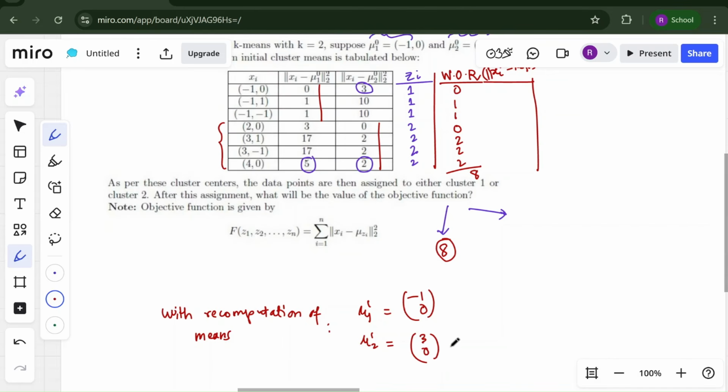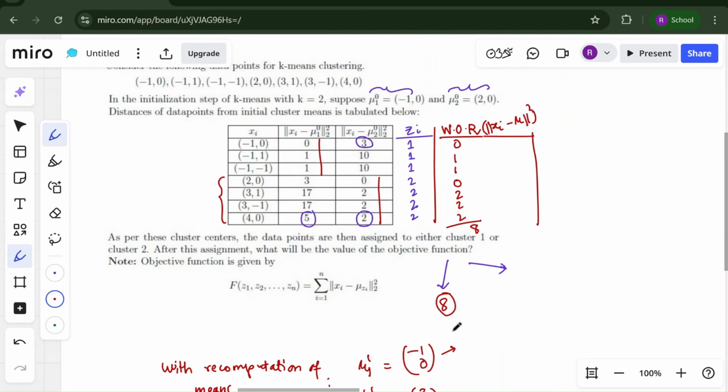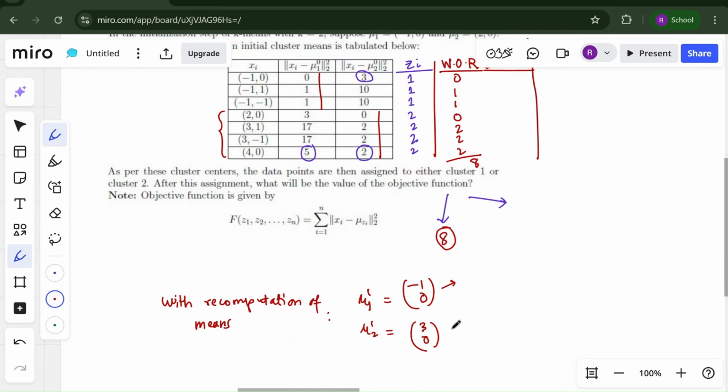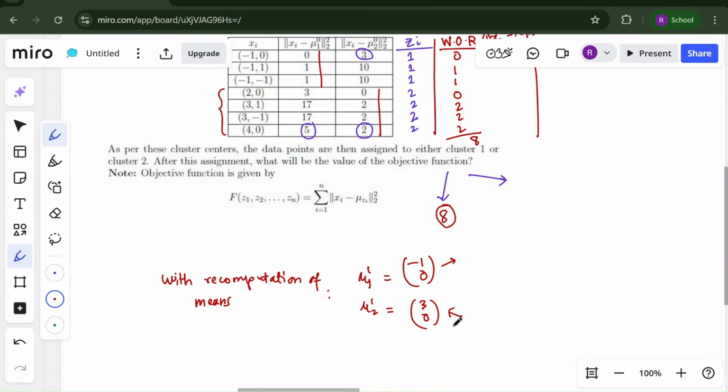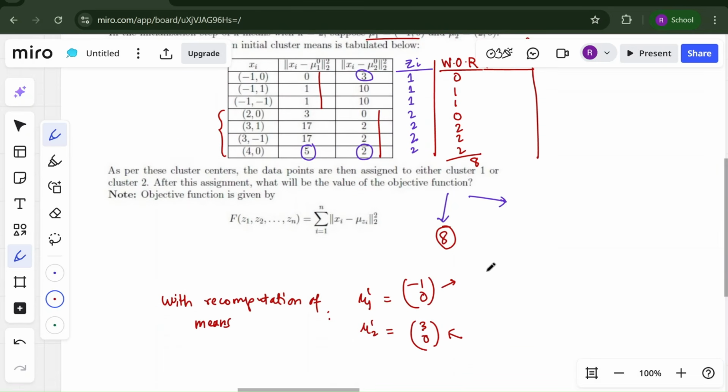Okay. So after this, you have to compute the distance of the first three guys from this and the distance of the next four guys from this. Observe that the distance of the first three guys from this will remain the same because it is not actually updated. So you don't have to worry. You'll get the values as 0, 1 and 1 only, same as before.